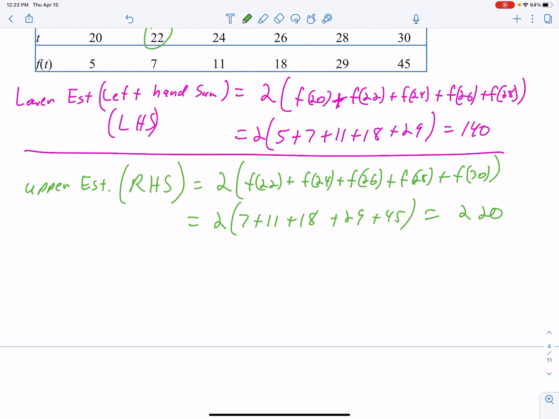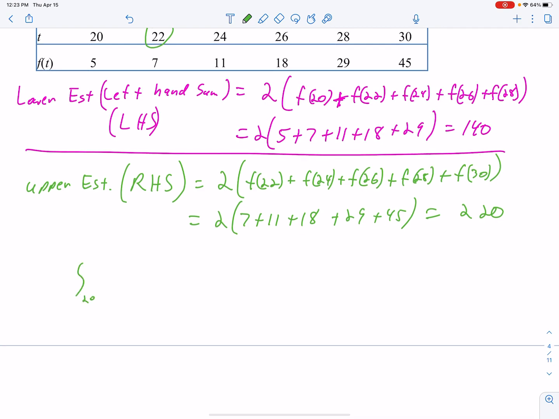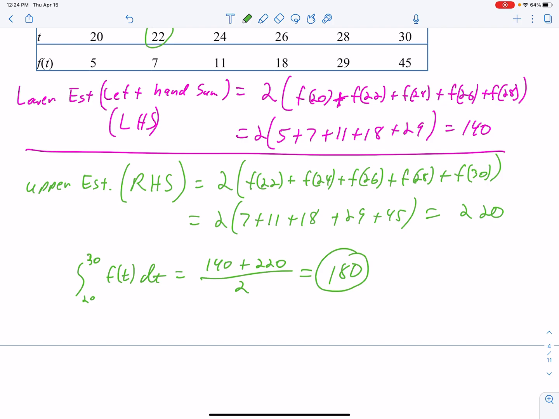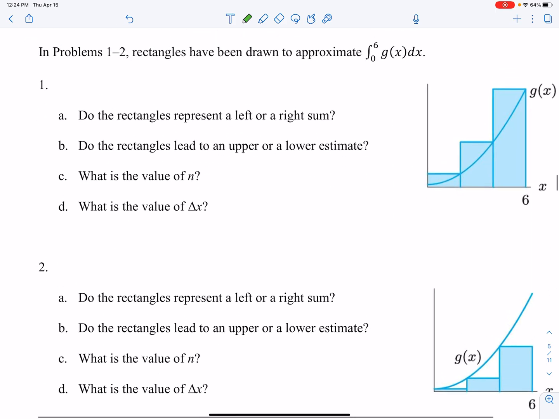So in other words, the estimate of the integral from 20 to 30 of f of t dt equals the average of these lower and upper estimates. So 140 plus 220 divided by 2, which gives us 180. That's how we're going to estimate these definite integrals.